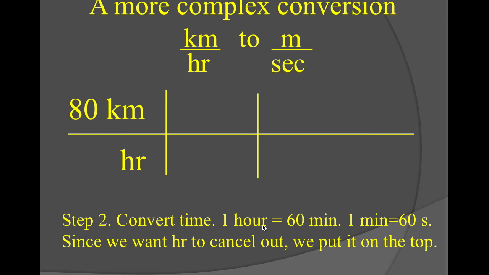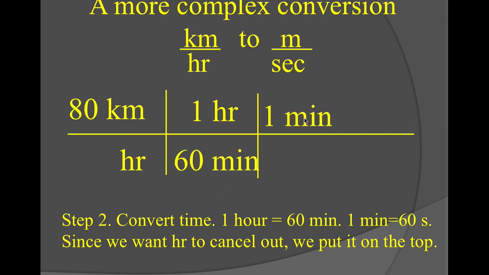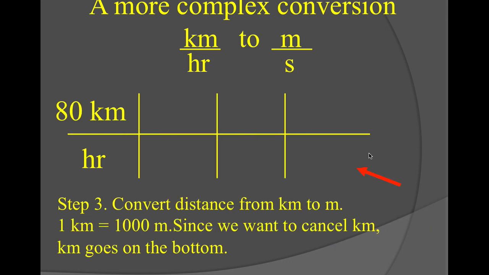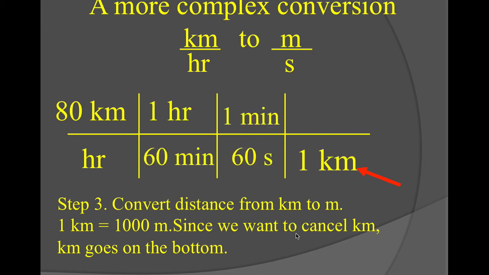So let's focus on the time, and we know that 1 hour is 60 minutes and that 1 minute is 60 seconds. So 1 hour, we want them to cross out, and 1 hour is equivalent to 60 minutes, and 1 minute is equivalent to 60 seconds. Okay? Now, in order to convert the distance from kilometers to meters, let's go ahead and make sure we put down our minutes, right? And now we know that 1,000 meters is equivalent to 1 kilometer.